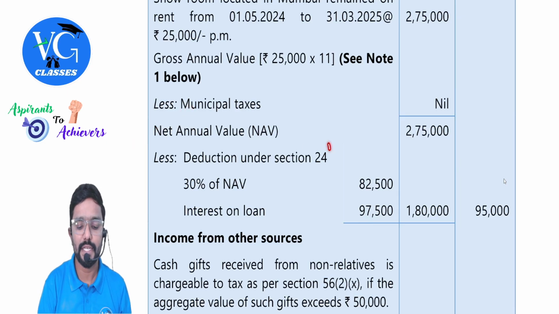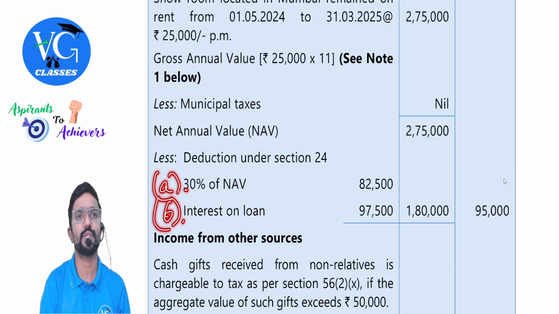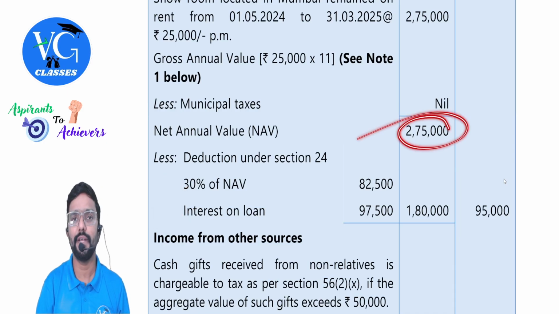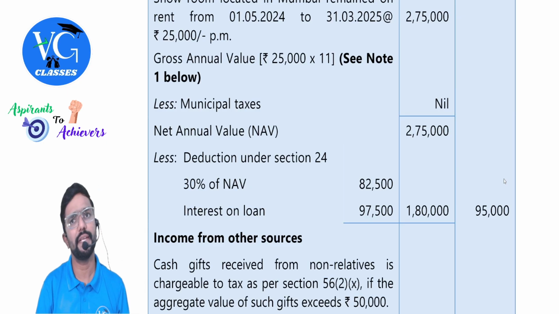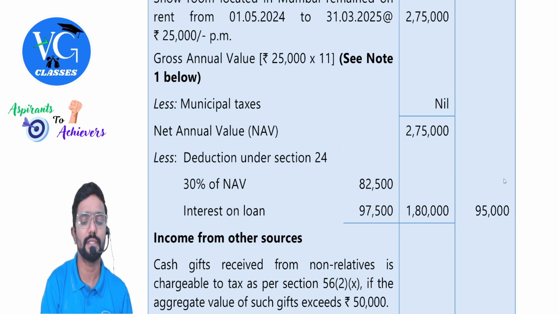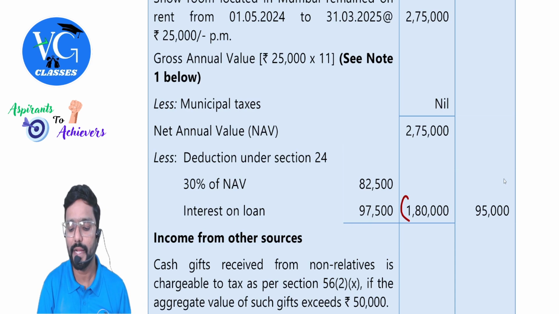Then on that, under section 24, there are two deductions. 24A gives a deduction of 30% of NAV, and 24B is interest on loan. So 30% of 2,75,000 comes to 82,500. Then interest on loan, which is given in the question, is 97,500. Is it allowed, sir? Yes. Whether it is a residential building or a commercial building, it is allowed. So the total comes to 1,80,000.